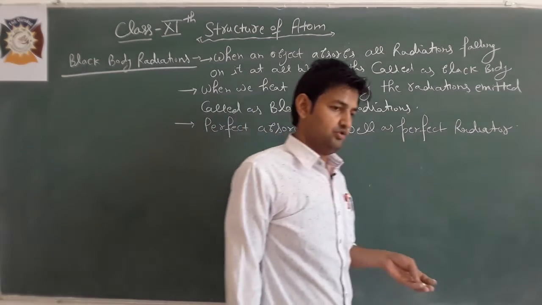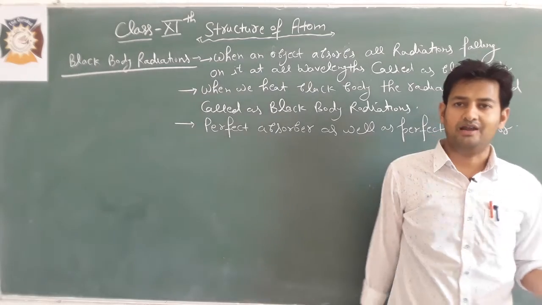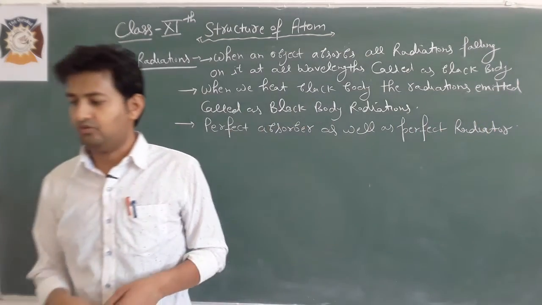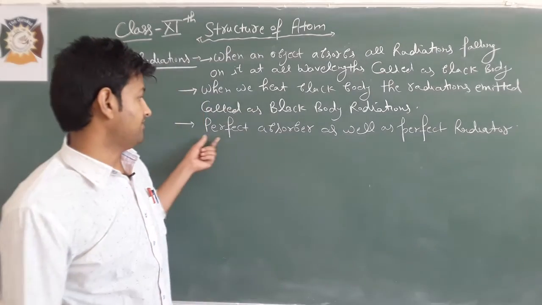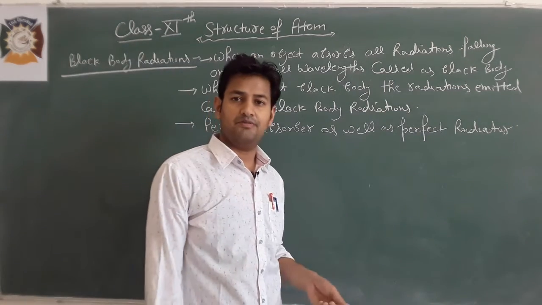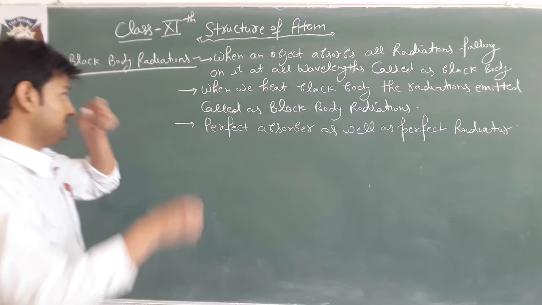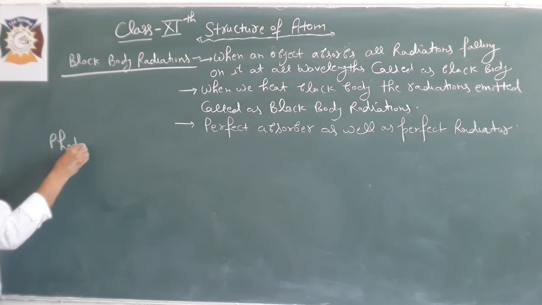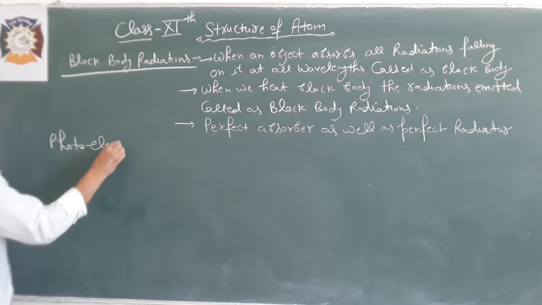When an object absorbs all the radiation falling on it at all wavelengths, it is called a black body, and it is a perfect absorber as well as a perfect radiator. The next phenomenon is the photoelectric effect. It is also an important phenomenon.